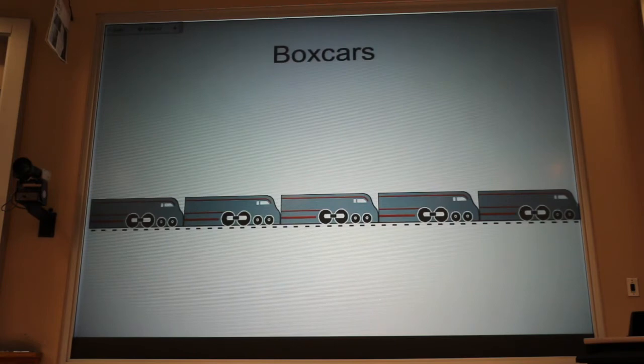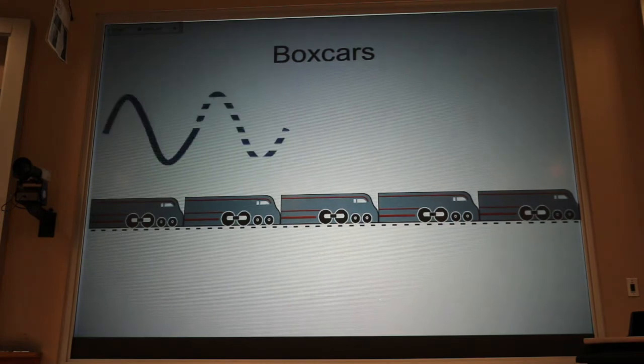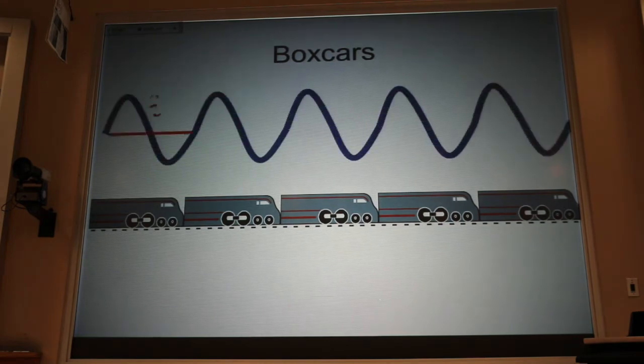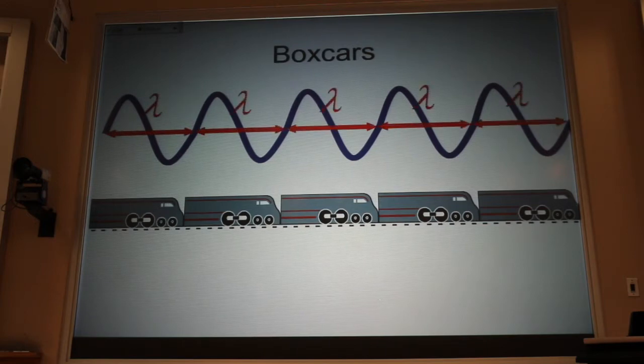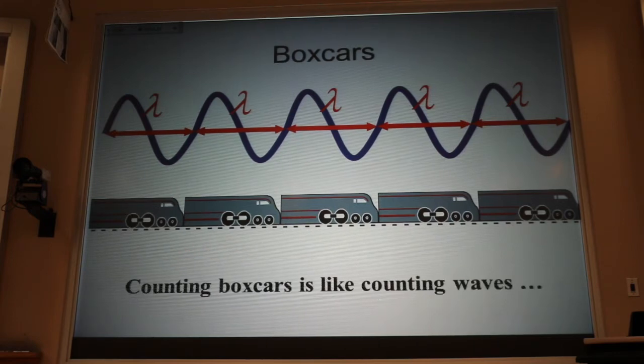Now, I like to think of these wavelengths as boxcars on a train. With a lot of trains, the boxcars are all about the same size, and we call that wavelength lambda. Okay? Now, because that lambda is a wavelength, its units are, well, it's length, so it'd be meters. And counting boxcars is like counting waves. We're going to use that in just a minute to solve one of our problems.